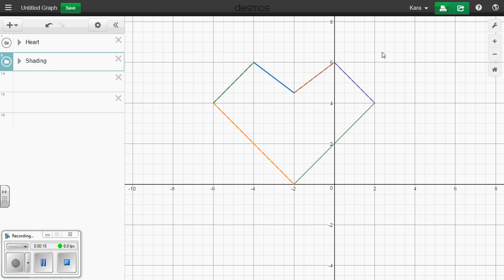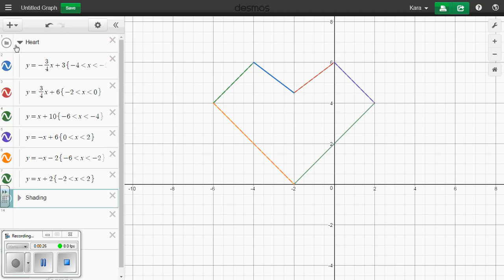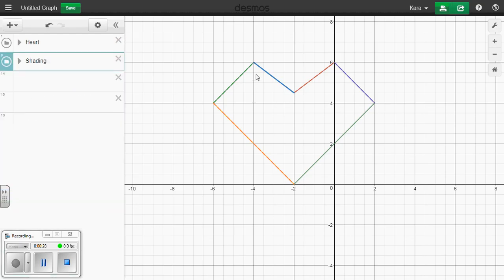So you can see on the graph, I've already made a little heart, very simple. Hopefully your project is way more complex than this. You can see in this folder that I have called heart, I have all my lines, and then this folder called shading is where I'm going to put all of my lines that show how I want to shade in the heart. So first I'll talk to you about the shading lines.